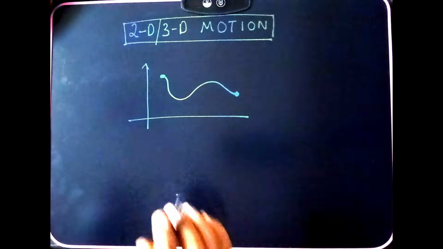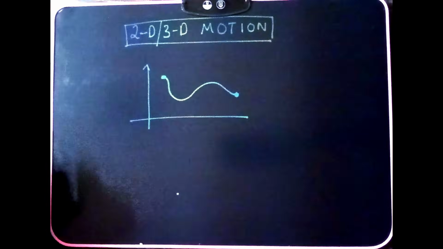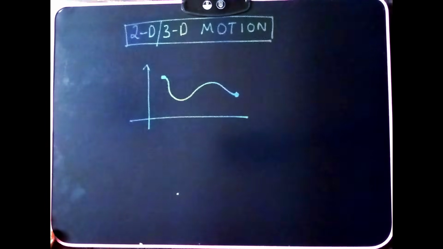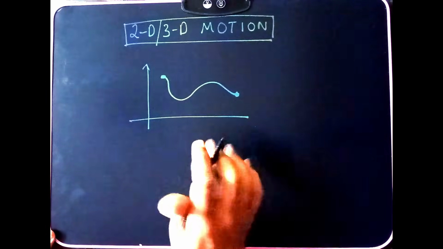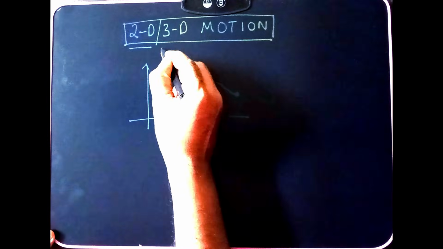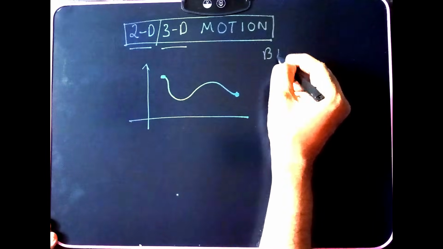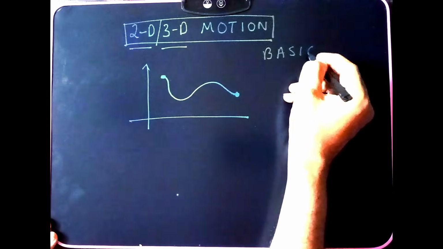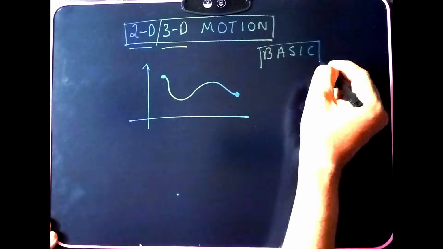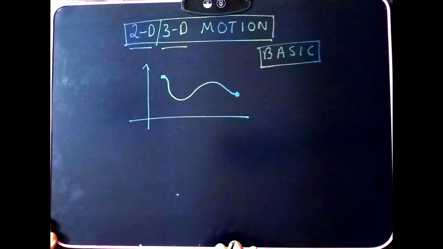So far, we have seen one-dimensional motion. We have seen the equations of kinematics for one dimension. Today's session is about two-dimensional and three-dimensional motion. This is just a basic understanding session. Details we will see in the subsequent sessions. So let's proceed.